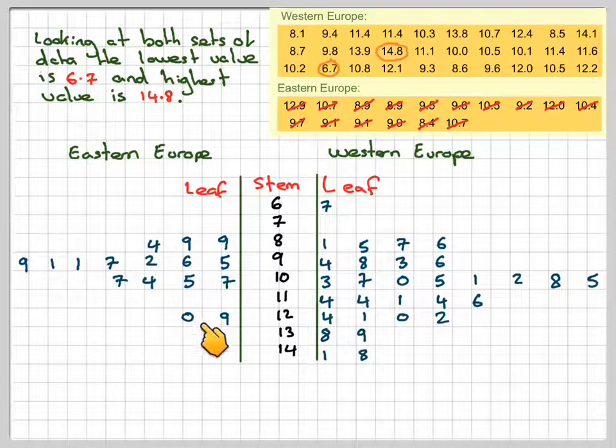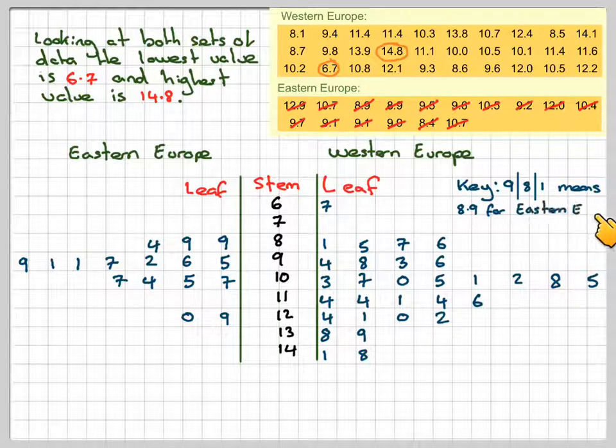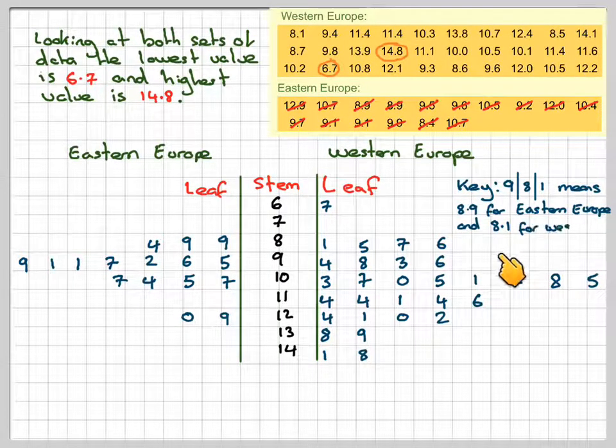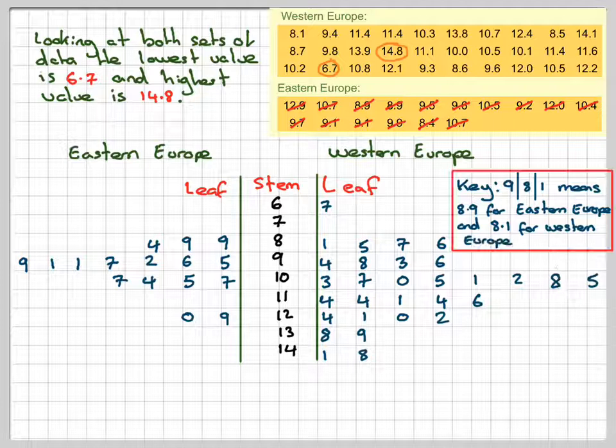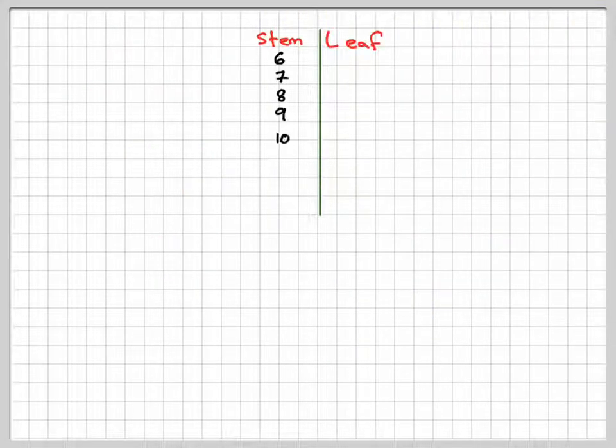So this Eastern Europe goes this way. It doesn't matter which way round you put these two. Put in a key, so 9|8|1 means 8.9 for Eastern Europe and 8.1 for Western Europe. That came from here, for example, 9|8|1. So just drawing that out again.